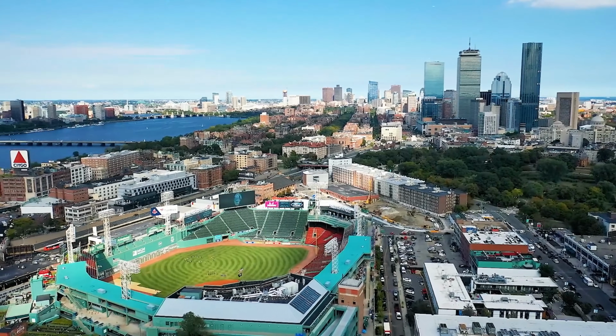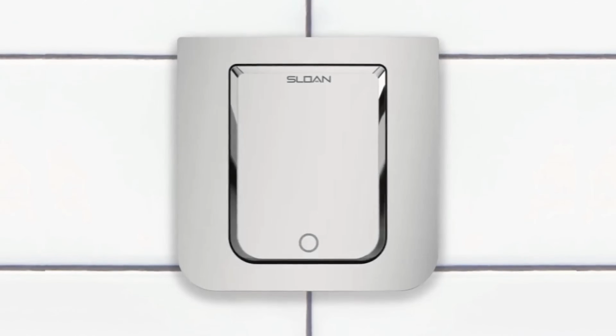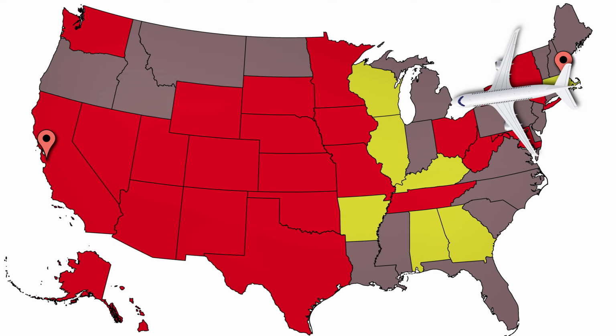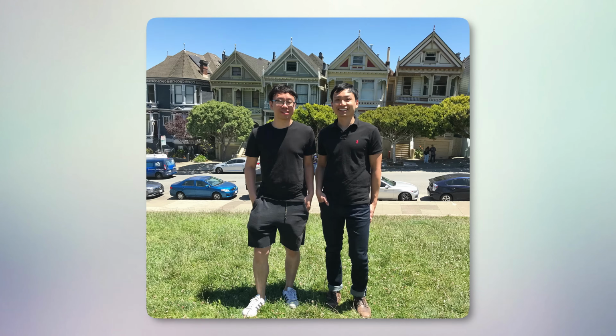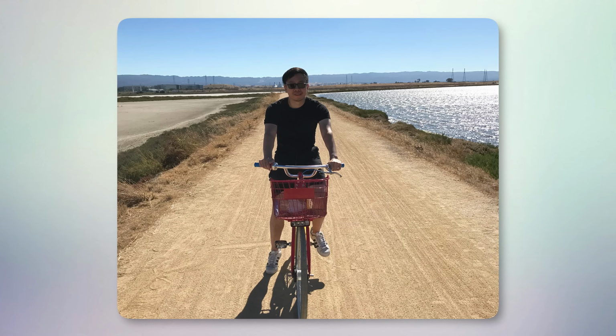I started my first full-time job in Boston as a mechanical engineer at a company called Sloan that specializes in the design and manufacture of automated flush valves. After 3.5 years, I moved to Cupertino, home of Apple Park, and started my new job as a product and process engineer at Foxconn working on next generation iPhones.